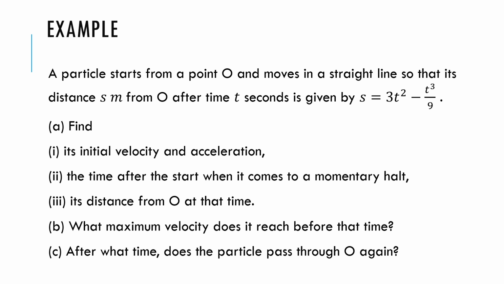A particle starts from a point O and moves in a straight line so that its distance s meters from O after time t seconds is given by s is equal to 3t squared minus t cubed over 9. Part A, find, first part, its initial velocity and acceleration. Part 2, the time after the start when it comes to a momentary halt. Part 3, its distance from O at that time. Part B, what maximum velocity does it reach before that time? Part C, after what time does the particle pass through O again?